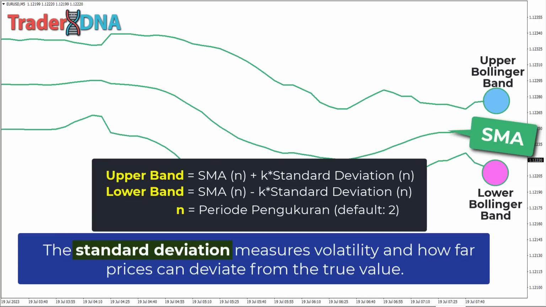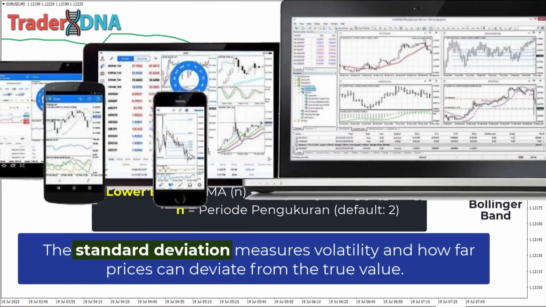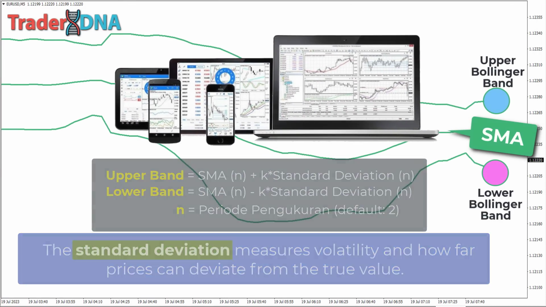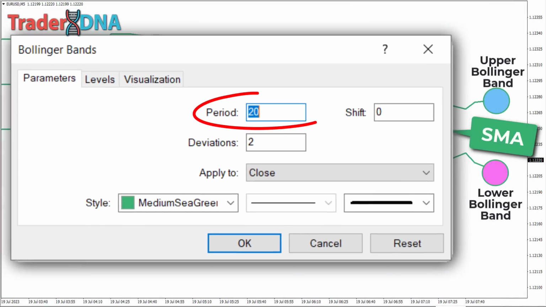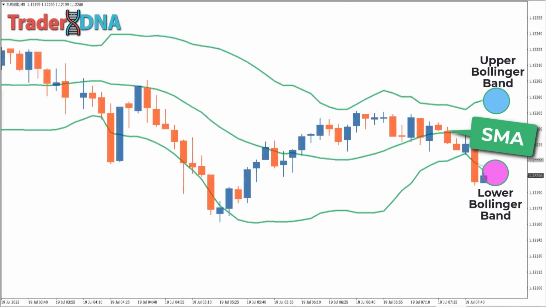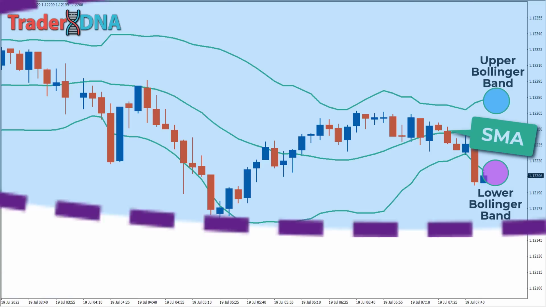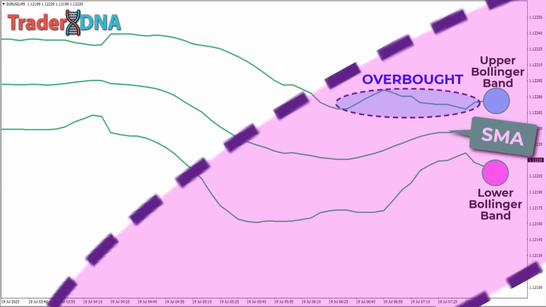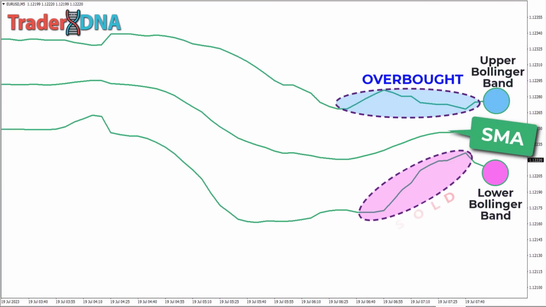Bollinger Bands can be found on most trading platforms, including TradingView, MetaTrader 4, and MetaTrader 5, with default parameters of SMA, 20 periods, and standard deviation 2. Once applied to the chart, Bollinger Bands will appear similar to this chart screenshot. Generally, the overbought condition is indicated when the price touches the upper band, but the closing price remains below it. On the other hand, the oversold condition is declared when the price touches the lower band, but closes above it.